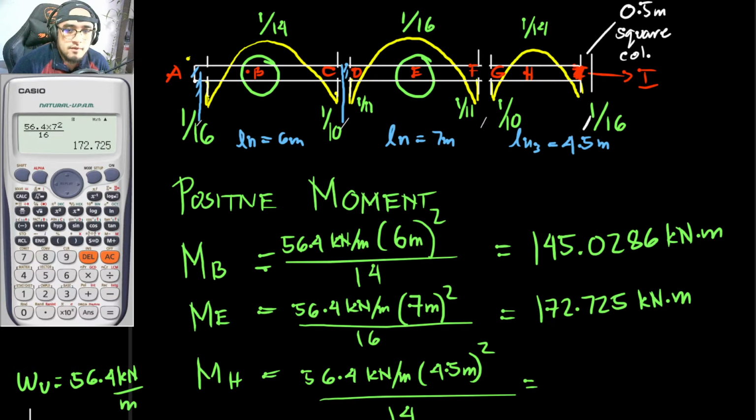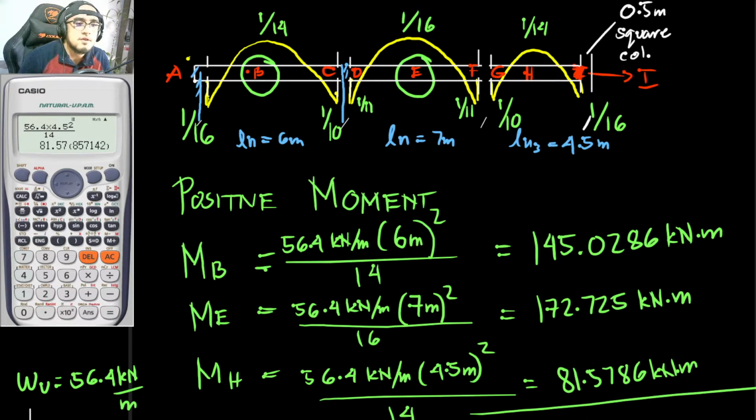And for the last one, 56.4, palitan ko lang ulit yung denominator ng 14. So I would just be deleting 14 here, and I will just be changing the Ln to 4.5. Tama. Okay, so this is now to be 81.5786 kilonewton meter. So these are for our positive moment. So guys, understood? Yes, sir. Okay, very good. How about for the others? Yes, sir.